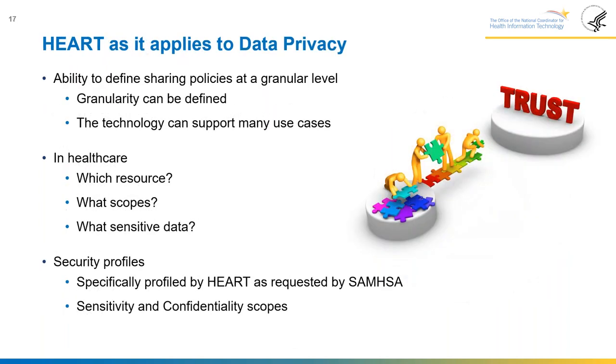So now I'd like to talk a little bit about how HART applies to data privacy and has direct applicability to social determinants of health. So UMA and HART support granular sharing at its core. And that level of granularity can be defined. And as you'll see in a minute, we have actually defined that granularity in different ways. But security profiles support this privacy granularity. So HART defines a standard for secure dynamic interoperability by connecting patient consent to the FHIR API.